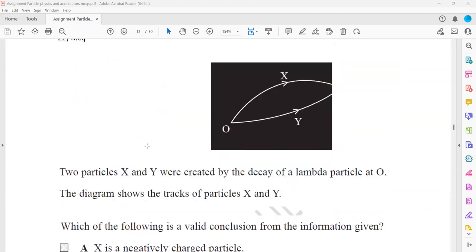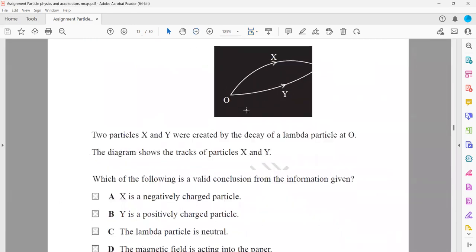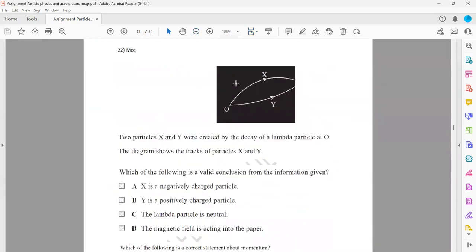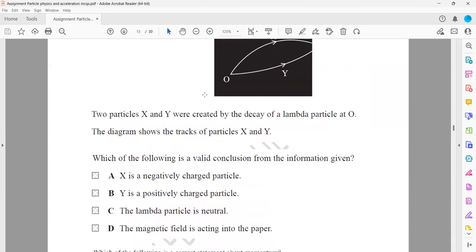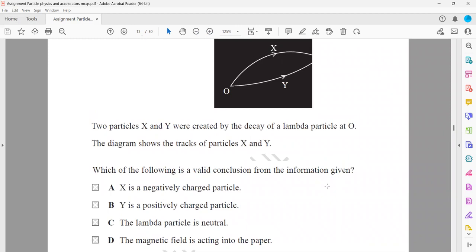In question 22, two particles, X and Y, were created by the decay of a lambda particle at O. We don't see any track of the lambda particle. In a charged particle track detector, an uncharged particle does not have any track because it does not cause any ionization. So the lambda particle does not have any track even though it was moving, which is evidence that the lambda particle should be neutral.